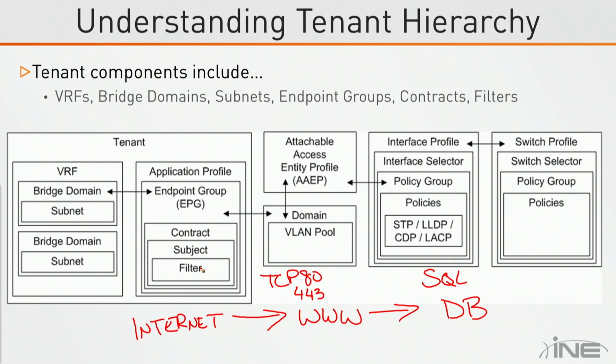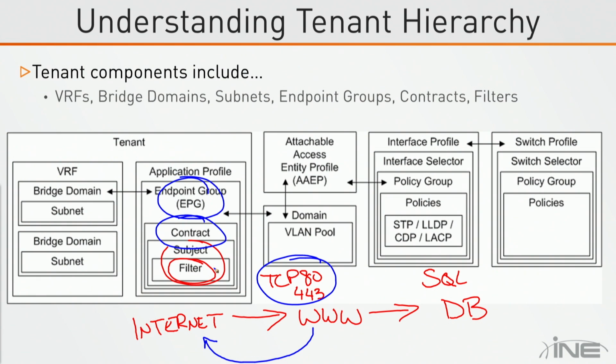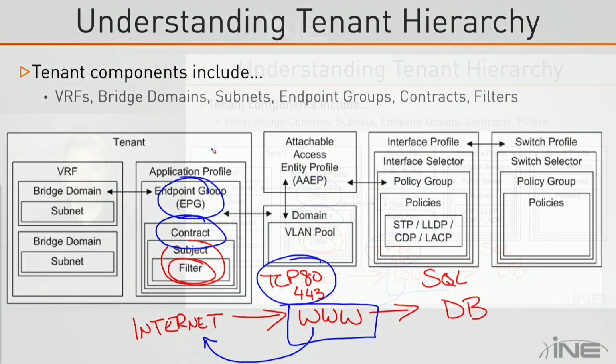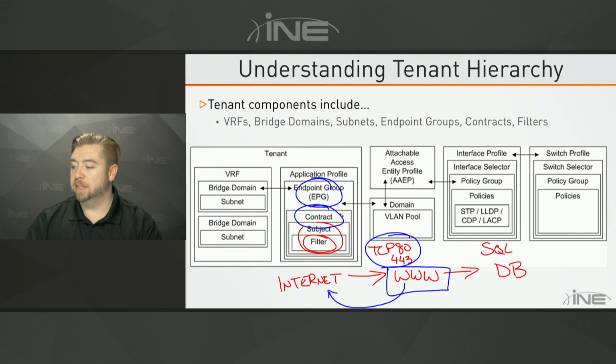Okay, this then means that the filter and the subject of the filter would be the actual port numbers, like TCP 80 and 443. The contract would be the web server saying, I'm going to allow the internet to talk to me at port 80 and 443. The endpoint group would be www, which is part of an application profile. Application profile is just going to be another container. But the endpoint group is then going to be inside of a bridge domain, which is calling a subnet. Subnet would be where the web server's IP address actually lives, and where the default gateway of the web server would be.